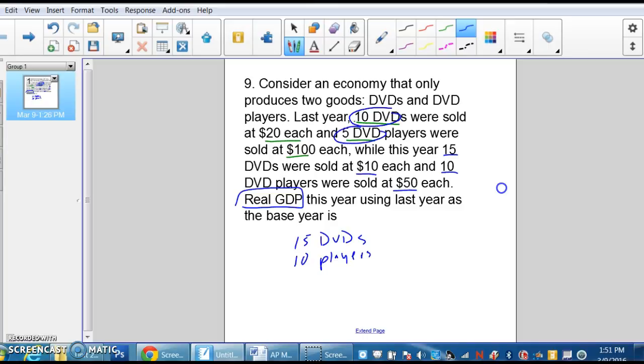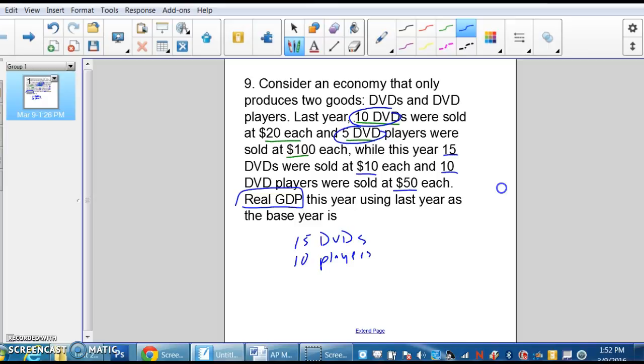Clearly our economy grew, right? So we want to figure out how we can compare those 2 years if we don't have a price index. We can't just take the 15 DVDs times $10, which is 150, plus the 10 players, 100, and come up with 250, because that's not going to help us. Using nominal dollars, or today's dollars, is not going to help us. So how can we adjust?